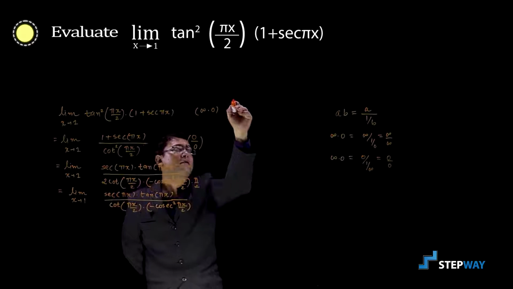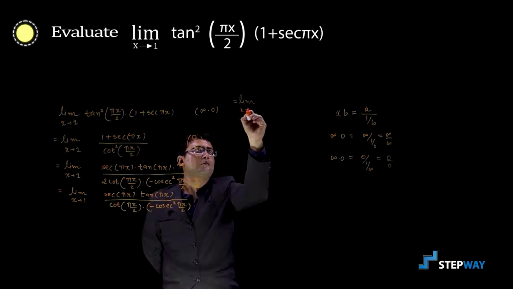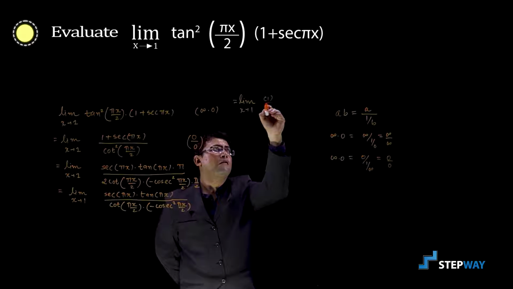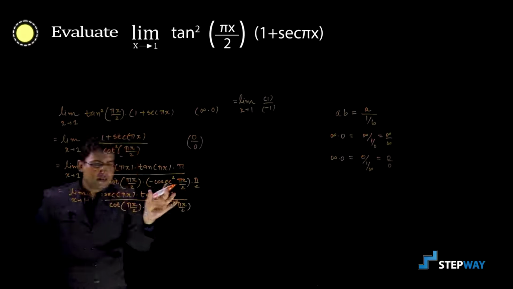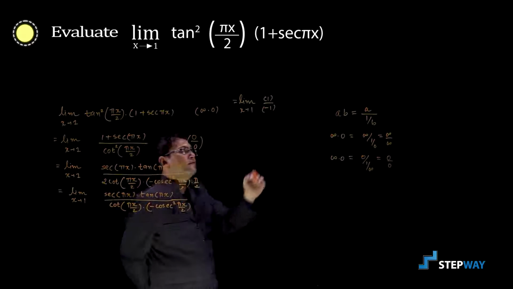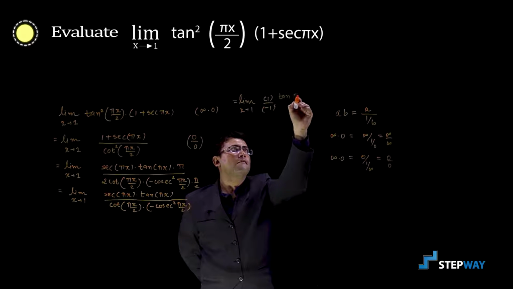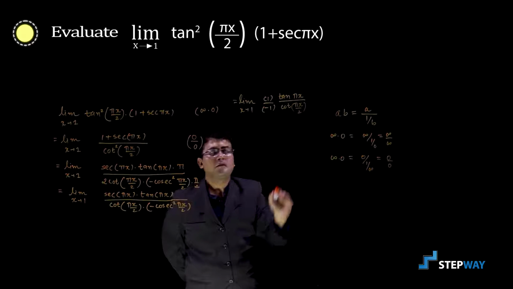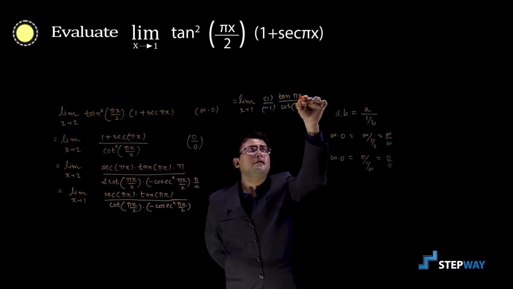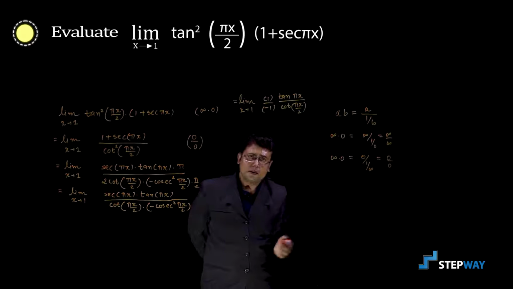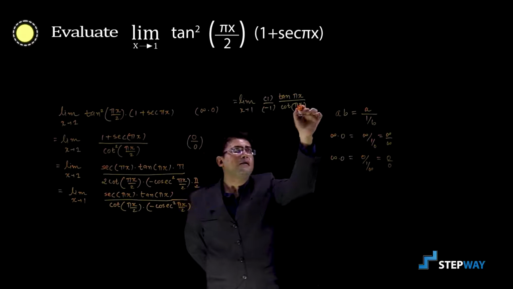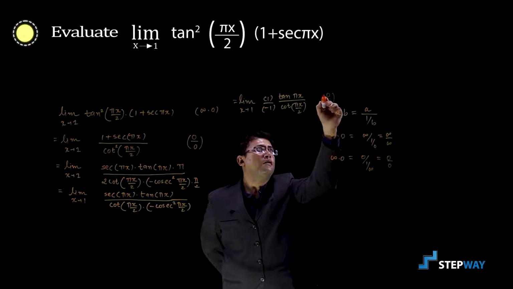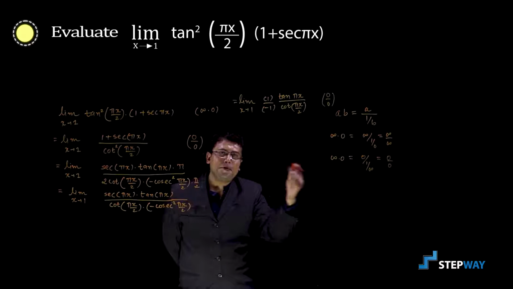So we get limit x tends to 1. This is 1 and this is minus 1. And tan pi x upon cot pi x by 2 as it is. Now we put x equal to 1 here, tan pi, that is 0, and if we put x equal to 1 here, cot pi by 2 is 0, so this is 0 by 0 form. So again we apply L'Hopital rule.